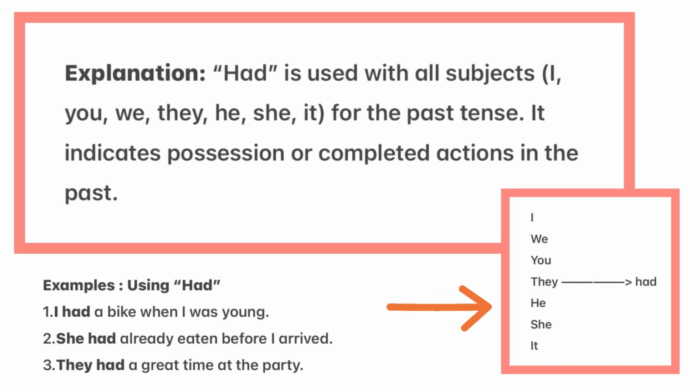Explanation. Had is used with all subjects, I, you, we, they, he, she, it, for the past tense. It indicates possession or completed actions in the past.